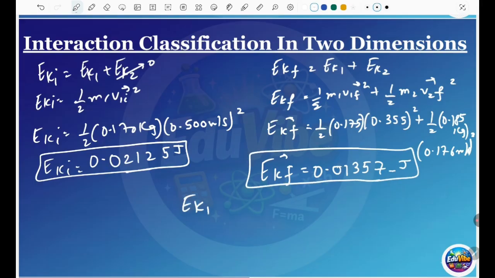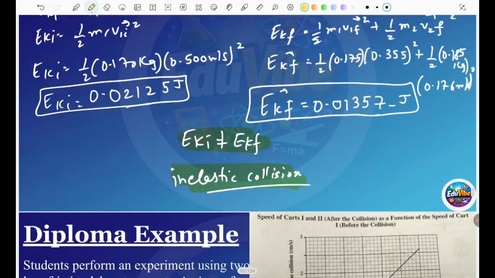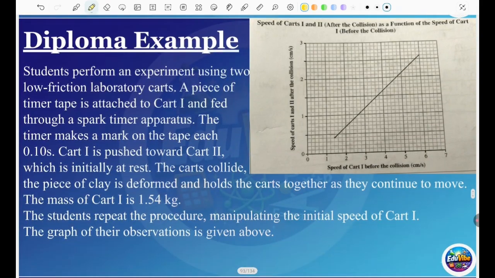So here Eki is not equal to Ekf. This means this is an inelastic collision. This method goes the same as in one dimension. Sometimes you get graph-type questions where we have to find these through the graph, and sometimes the graph involves two-dimensional collision classification. So let's see how this works and deal with it now.